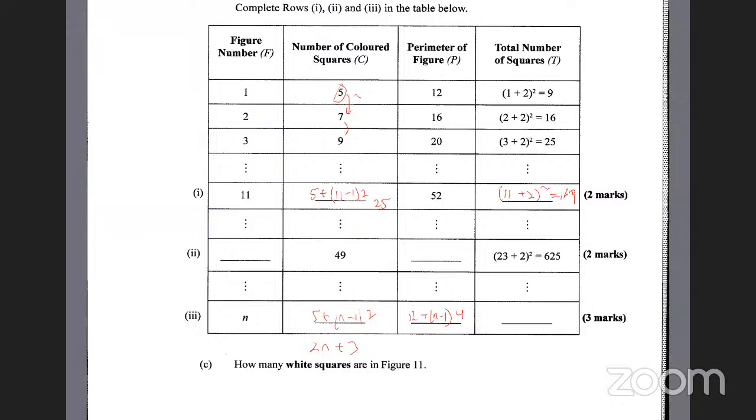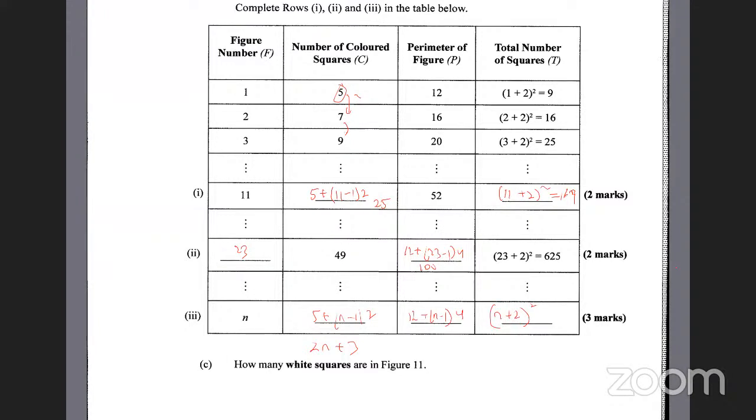Nice. So here is how much? Here is 23. Here will be 12 plus 23 minus 1 by 4. Right? So that's 22 by 4 plus 12. Right? I got 100 here. And the formula here, as I said, was n plus 2 all squared.